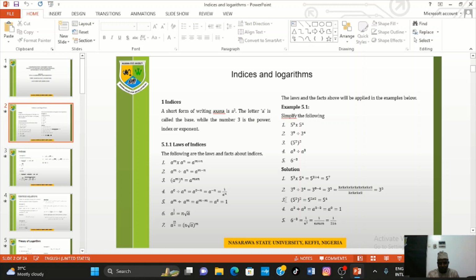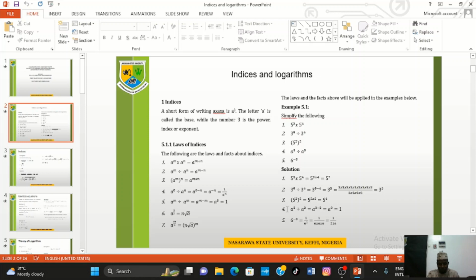Then number 3, 5 raised to the power of 2, open and close, to the power of 2. When you open the brackets, the powers now will multiply. Then we have it as 5 raised to the power of 2 times 2, and that will give us 5 raised to the power of 4.